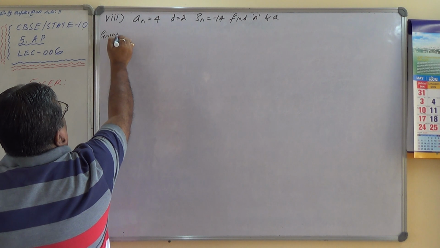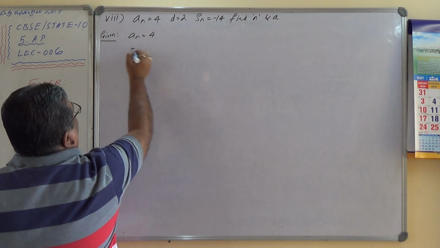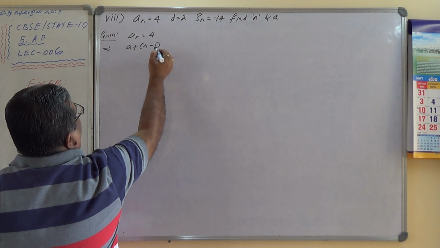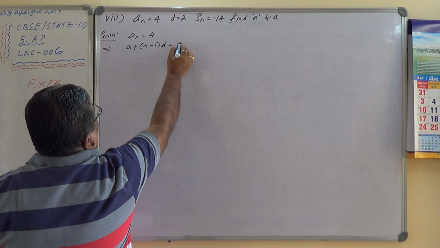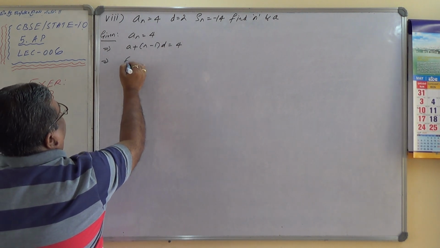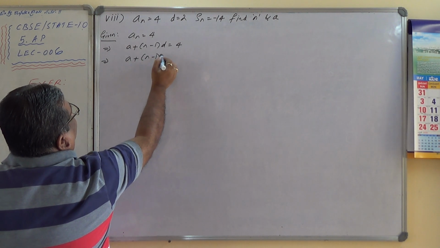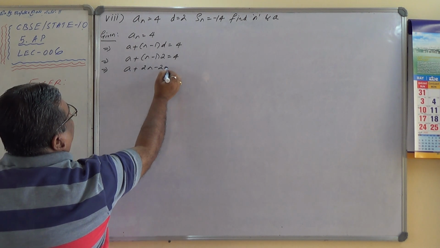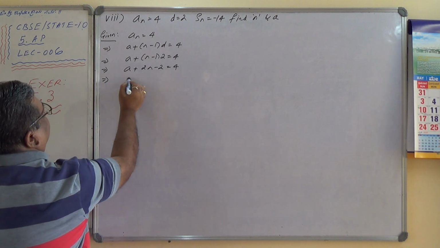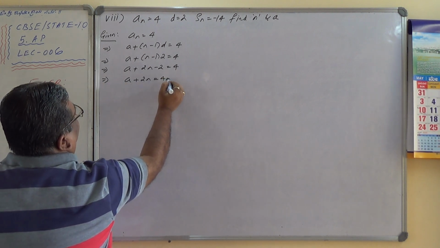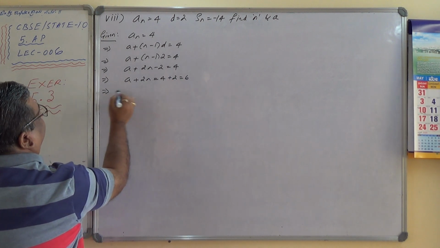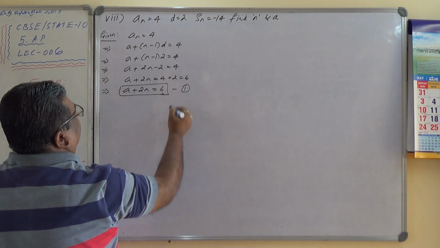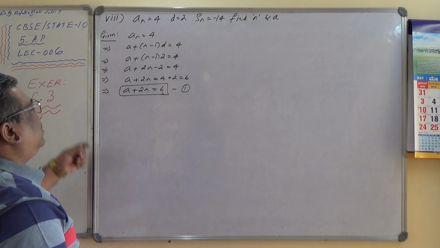Given an equals 4 implies a plus n minus 1 into d equals 4. We do not know a here. A plus n minus 1 times 2 equals 4. A plus 2n minus 2 equals 4 implies a plus 2n equals 4 plus 2, which is 6. A plus 2n equals 6. This is the first equation. So there are two unknowns here. I expect one more also.